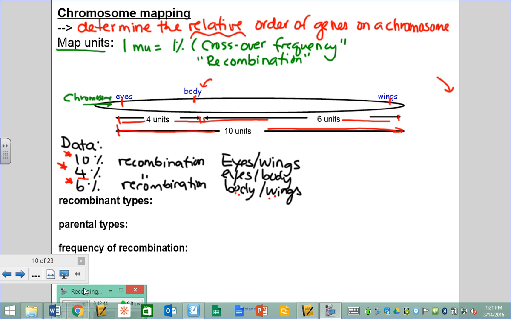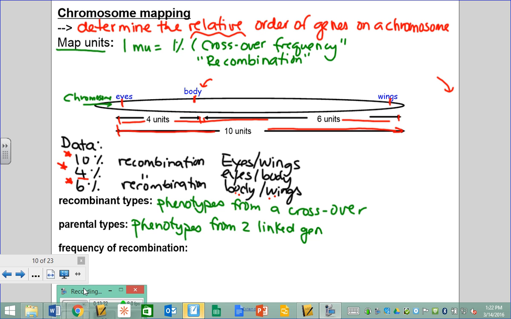There's a couple of vocabulary words that I just like to define on here because they usually get used as part of the context for these questions. Recombinant types are phenotypes from a crossover. So if we mention that this is recombinant, we mean these genes were on the same chromosome, but crossing over happened. Parental types are the phenotypes from two linked genes that are still linked. They stayed on the chromosome that they were on, no crossing over happened. And frequency of recombination means which percent of offspring showed crossing over.